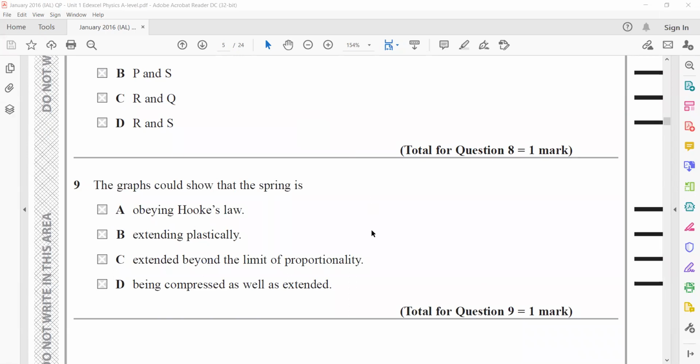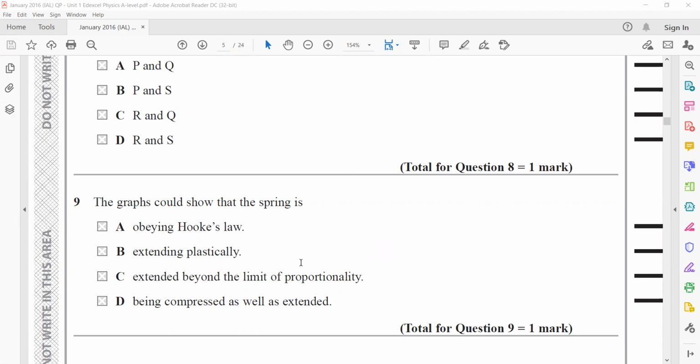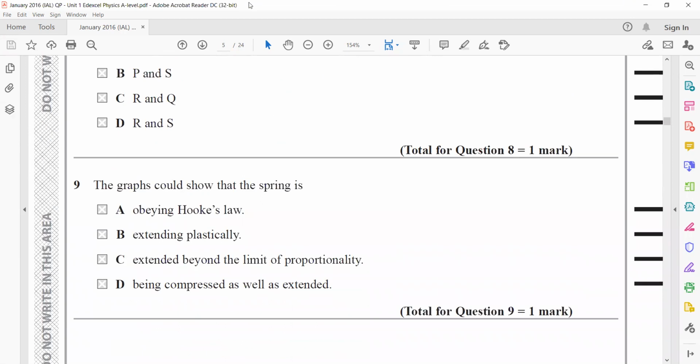The graph could show that the spring is obeying Hooke's law, elastically deformed, or beyond the limit of proportionality, or being compressed. So this graph shows that the spring is obeying Hooke's law because it is a straight line.